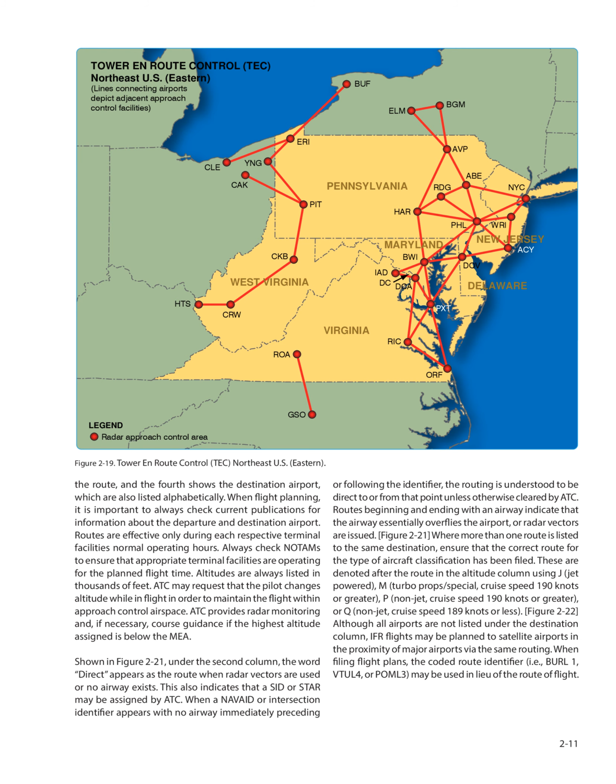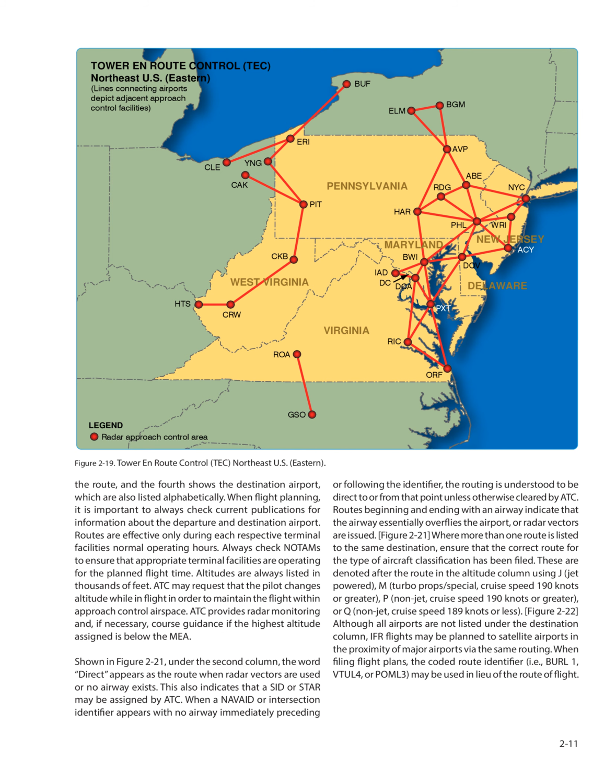destination airport. Routes are effective only during each respective terminal facility's normal operating hours. Always check NOTAMs to ensure that appropriate terminal facilities are operating for the planned flight time. Altitudes are always listed in thousands of feet. ATC may request that the pilot change altitude while in flight in order to maintain the flight within approach control airspace. ATC provides radar monitoring and, if necessary, course guidance if the highest altitude assigned is below the MEA.